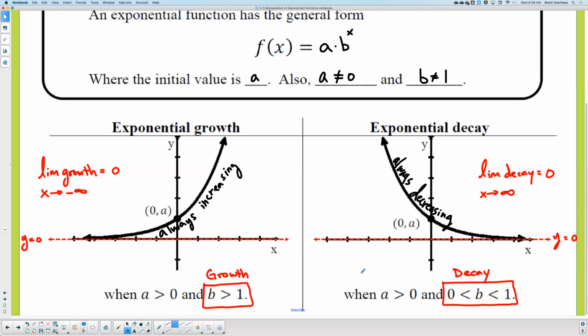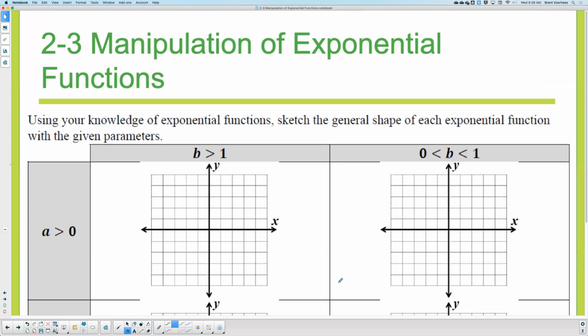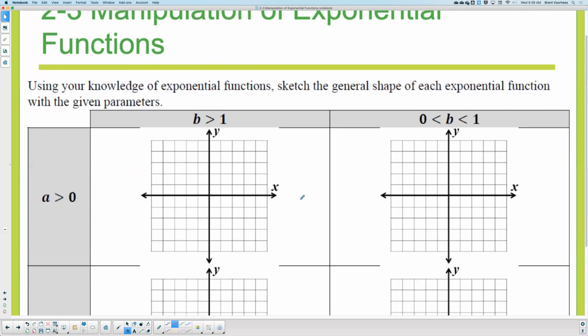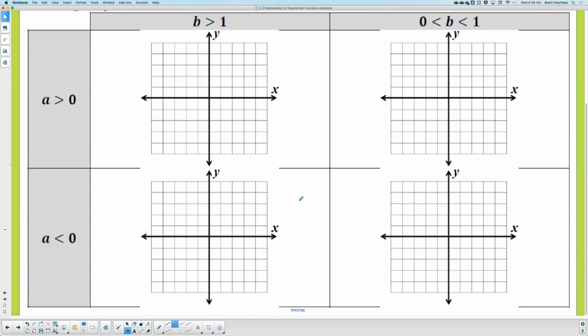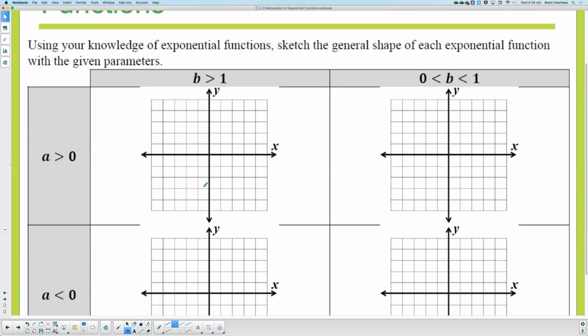Okay. So now growth is bigger than 1 base. Decay is less than 1. That is without a transformation. However, we sometimes have transformations. So we're going to give a little chart of all the different ways it can turn out. So let's say your base is greater than 1. Typically, what happens if your base is greater than 1? It's going to be growth. You typically think of that. That's when a is also positive.